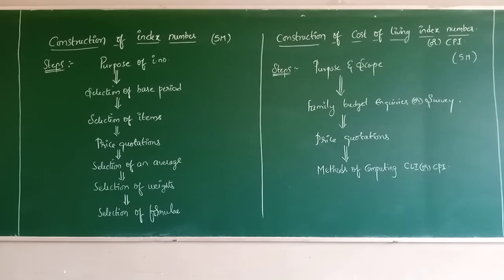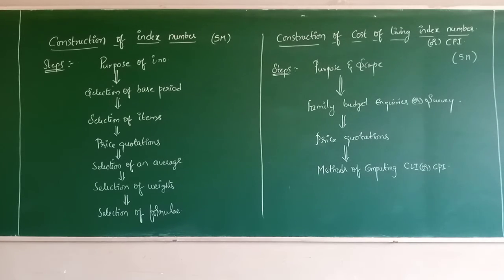Generally, weights are quantities of the base period or current period or combining both. As I said, weights are nothing but the quantities. And the last one is selection of formulae. As you all know, one of the limitations is that many formulae have been used to construct an index number, but every formula would give individual results. If you go through the limitations of index numbers, you will come to know. Next, the last one is selection of formula.